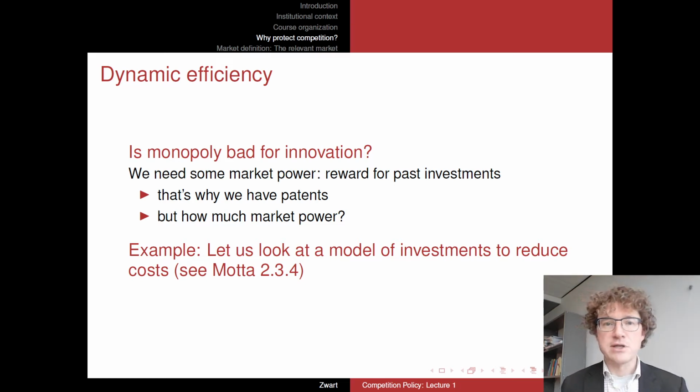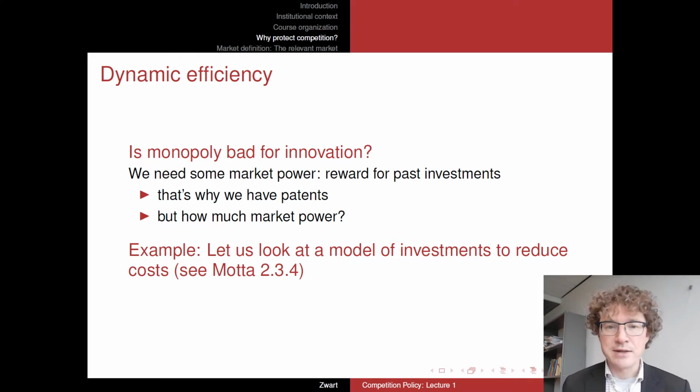So dynamic efficiency relates to innovation and long-term cost reduction, or long-term quality improvement for that matter as well, product development. So now we know that if you want firms to invest in bringing new products to the market or implementing innovations that increase quality or reduce costs, there needs to be some market power. We need those companies to have a prize that they will want to attain, that they will want to spend effort and time for attaining in order to get to this achievement.